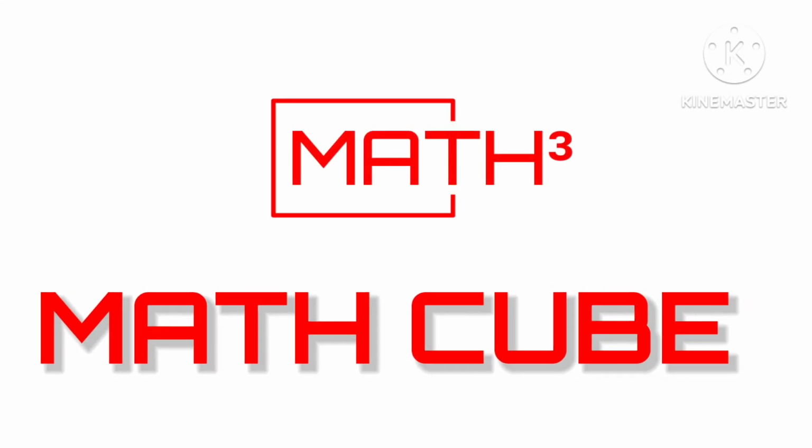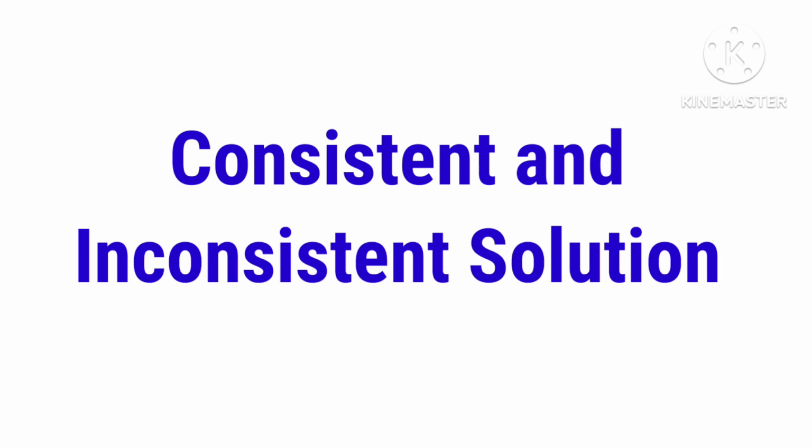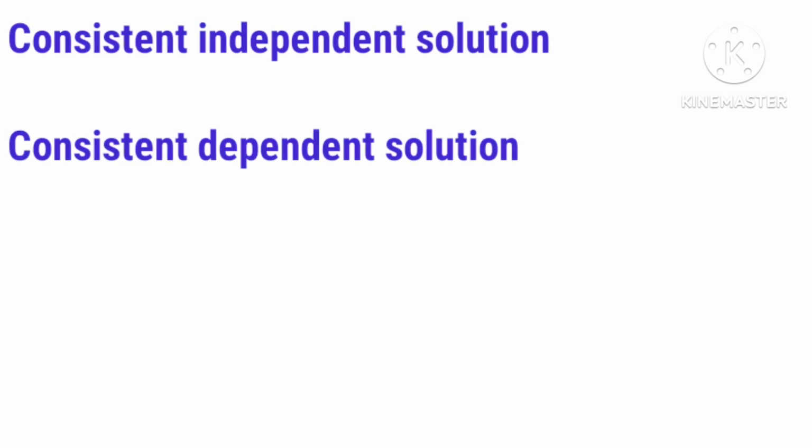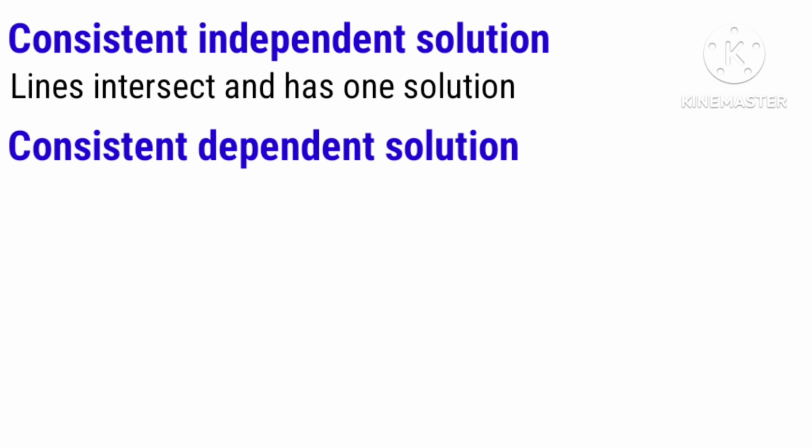In this video, we are going to learn about consistent and inconsistent solutions from a pair of linear equations in two variables from 10th CBSE. So before moving on to the sum, we see a quick glance at what consistent and inconsistent solutions are. Consistent solution has two types in it: consistent independent solution and consistent dependent solution. First, we see consistent independent solution. Generally, there will be two different equations in it, but there will be only one intersecting point.